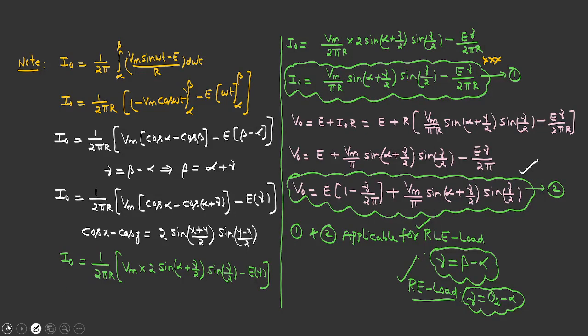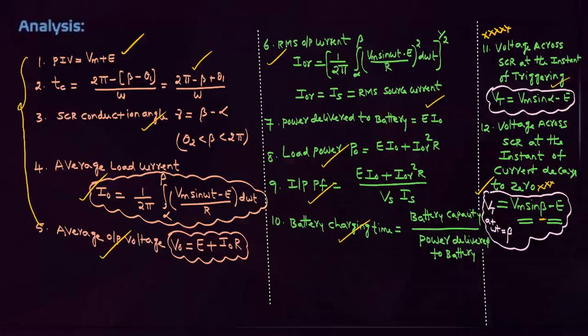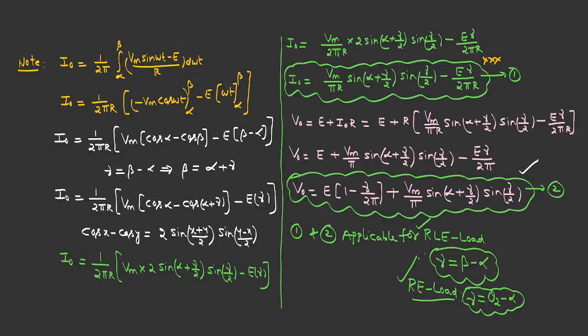If you are unable to apply this formula, or integration feels very difficult, then directly go for this formula. The average output current of a half wave rectifier equals Vm by pi R into sin of (alpha plus gamma by 2) into sin of gamma by 2, minus E gamma by 2 pi R. You have to apply this formula for any load. Even for RE load also you have to apply this formula, but gamma is different.